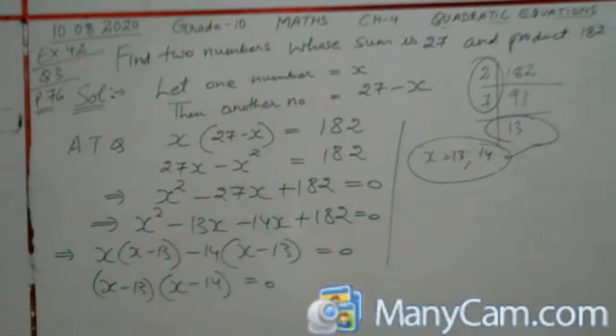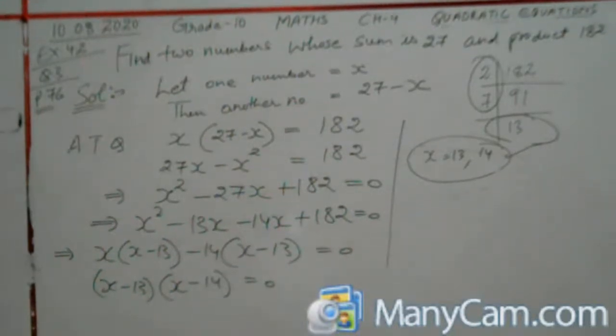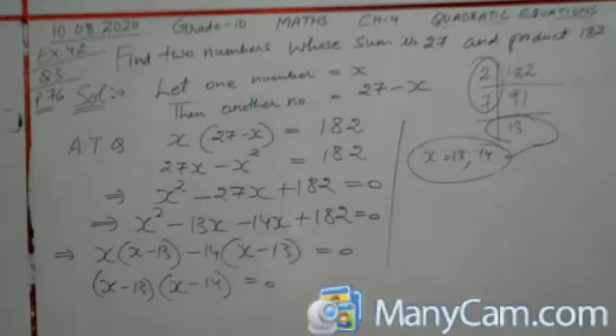Today I will discuss the solution of quadratic equations by completing the square. The fourth question is also very simple: find two consecutive positive integers, the sum of whose squares is 365.